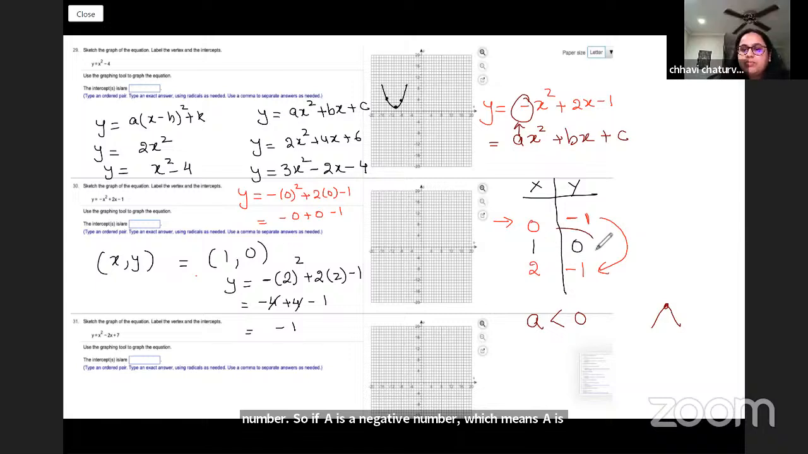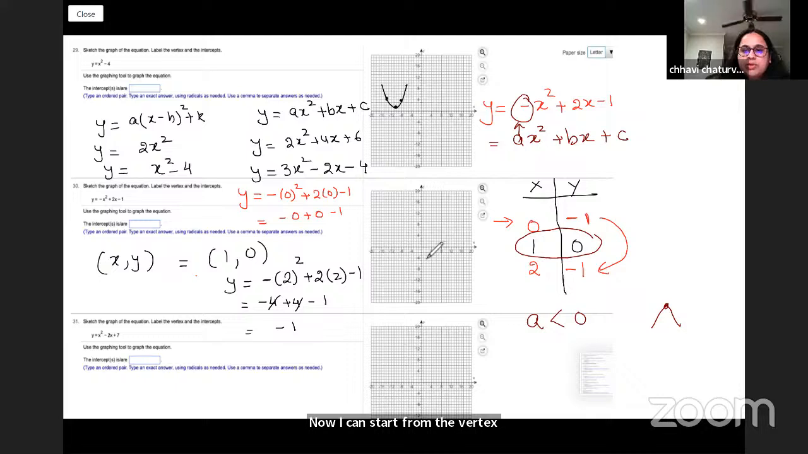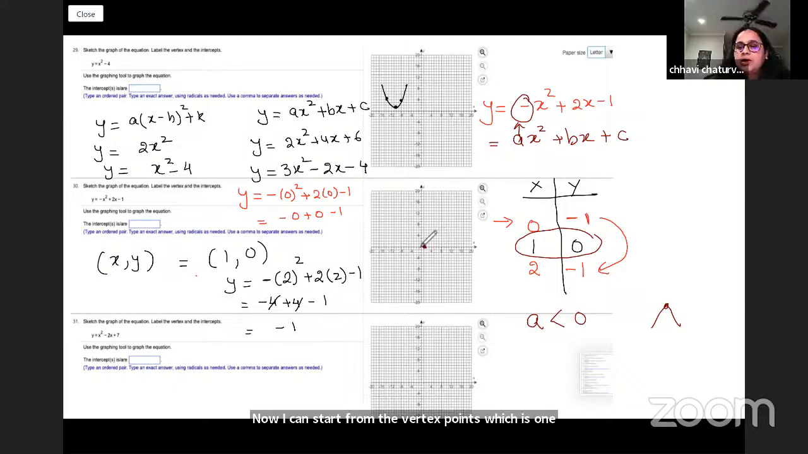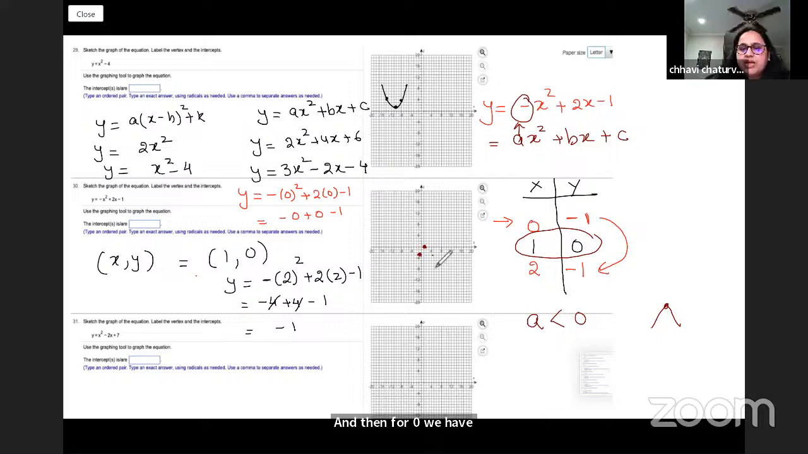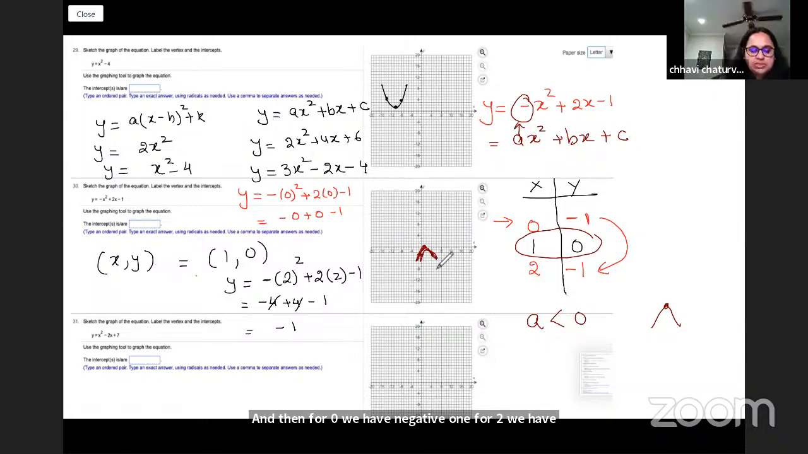Now I can start from the vertex point, which is 1, 0. So 1, 0, somewhere here. And then for 0, we have negative 1. For 2, we have negative 1. You can go ahead and connect the points.